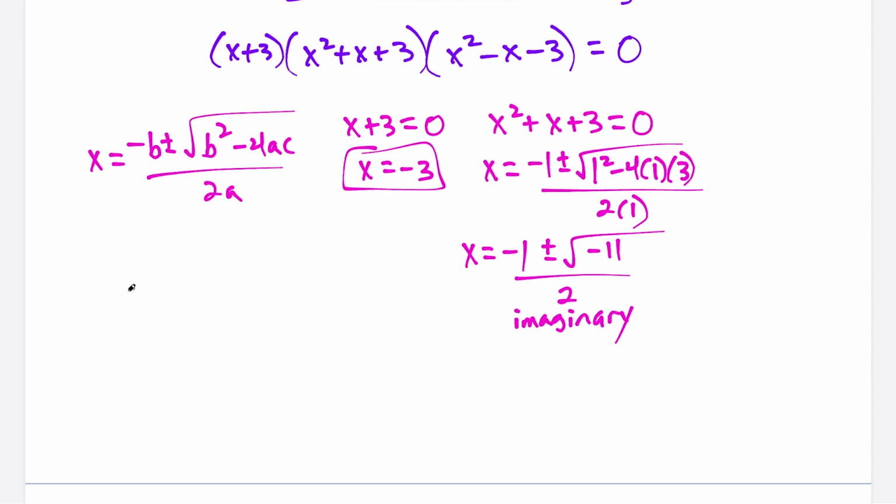So now we set the last factor equal to 0. We have x squared minus x minus 3 equals 0, and we'll use the quadratic formula again. This time we have a b value of negative 1, so when we do negative b, negative 1 becomes positive 1.